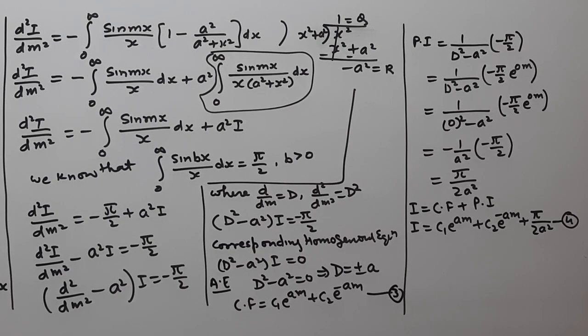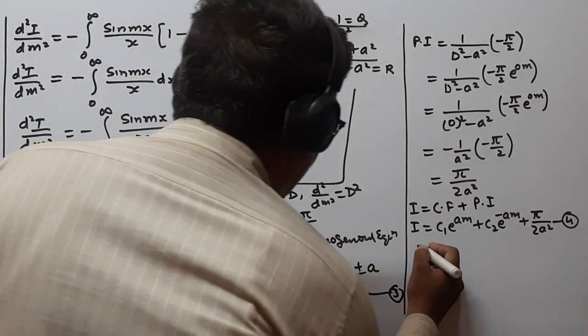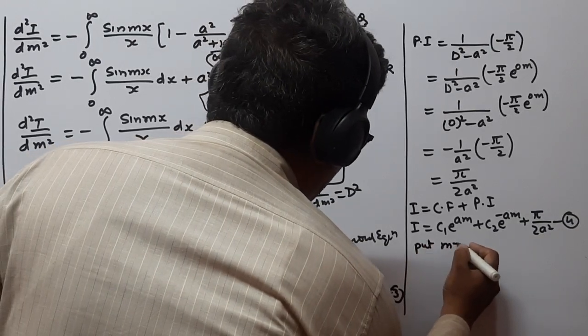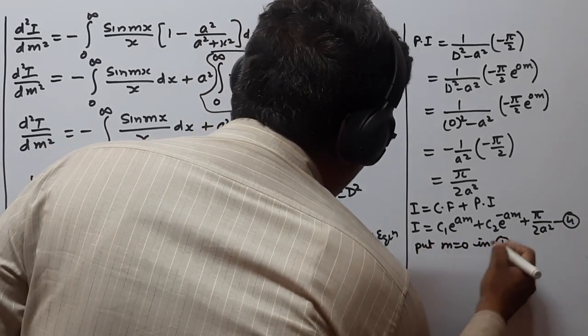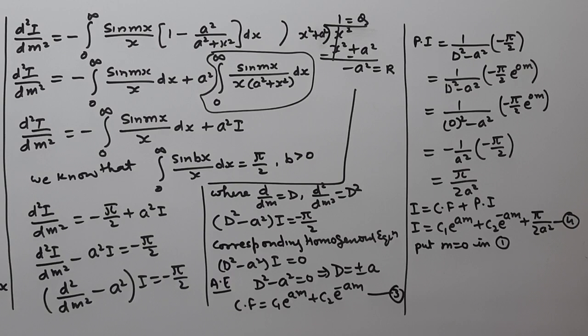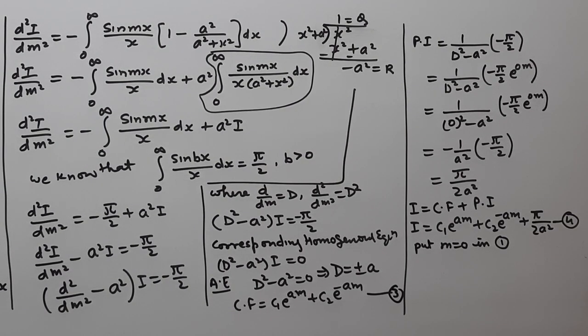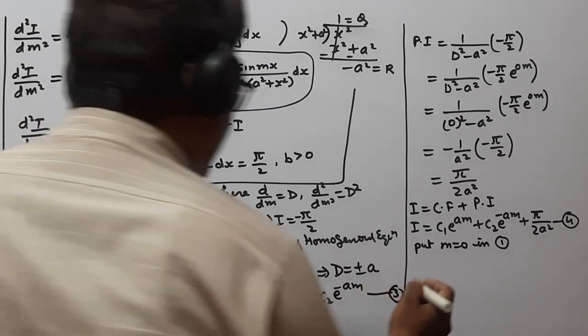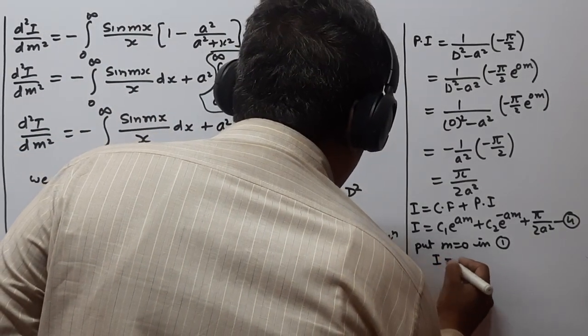Now we find the values of the arbitrary constants c1 and c2. So we put m equal to 0 in 1, which is the given integral. You can see when we put m equal to 0 in the given integral 1, we get I equal to 0.